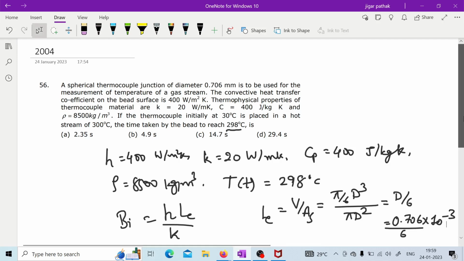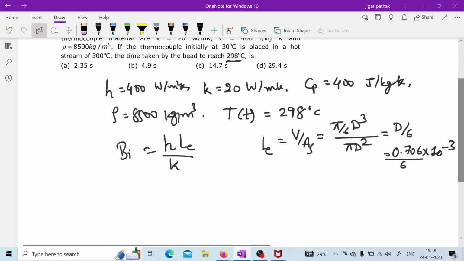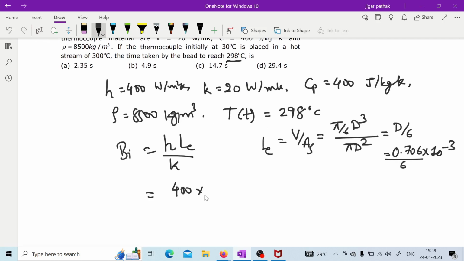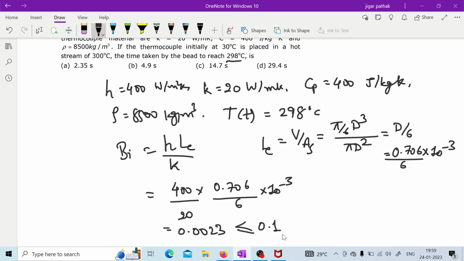So if you put all these values into this Biot number, H is 400, LC is 0.706 by 6 into 10 raised to minus 3, and K is 20. So it is coming 0.0023. All of you are getting this? So it is a lumped system. Yes, sir. So now you can go for that time calculation.